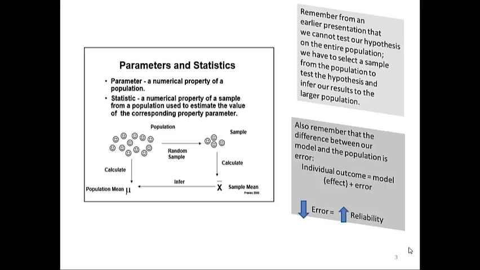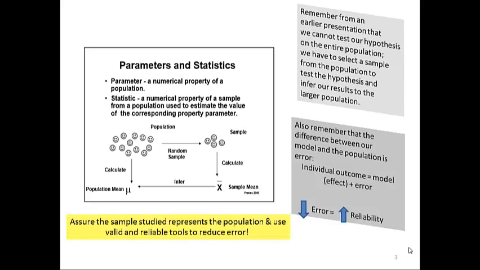And if we want to reduce error in our model, then we have to increase reliability. We want to assure that the sample that we study represents the population. This is why we do descriptive statistics first. We check the mean, the median, the mode. We look for outliers. We look for skewness. We look for kurtosis. So all of these things are important beginning steps to make sure that we start out a research project on good footing. We also make sure that we select a valid and reliable tool to measure the variable of interest so that we don't have error in our study.